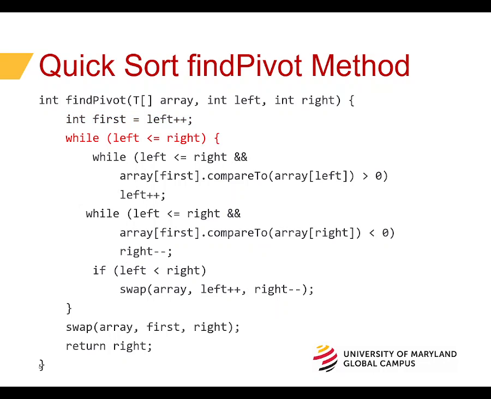The loop continues while there is at least one element remaining. This loop moves left forward as long as the values on the left side are less. The next loop moves right backward as long as the values on the right are greater. Then the values at left and right are swapped to ensure what is on the left is less and what is on the right is greater. At the end, the pivot is placed in the middle between the two halves, and the division point is returned.